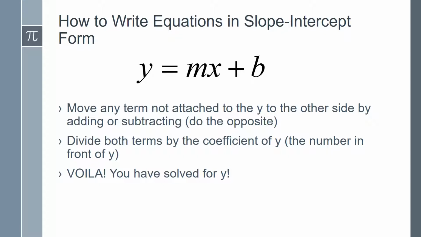Then once we have y by itself, if there's anything attached to the y, like a coefficient, we're going to have to divide both sides by that coefficient, and both terms by that coefficient. And once we've done that, we will have solved for y.